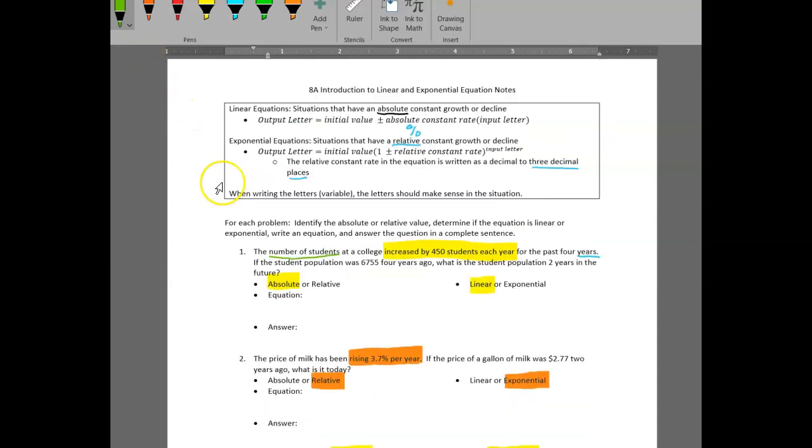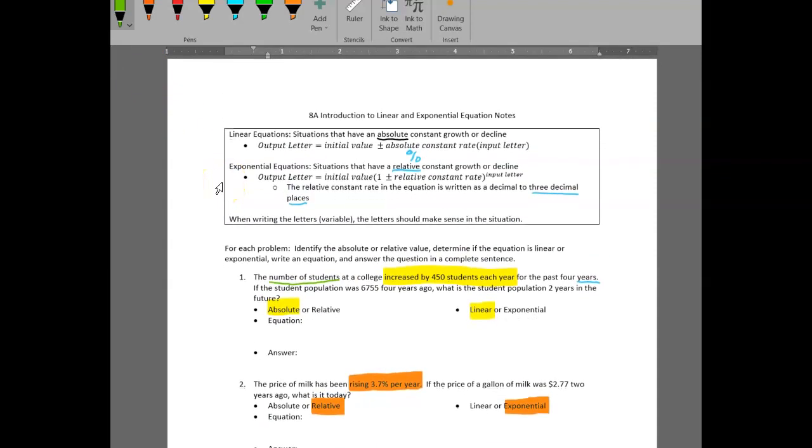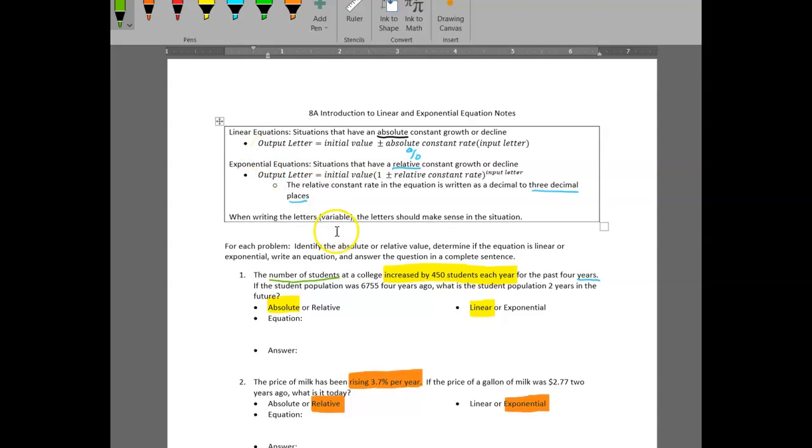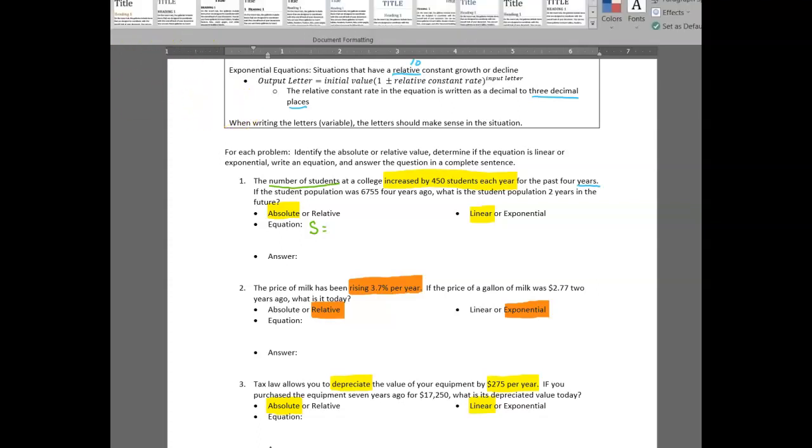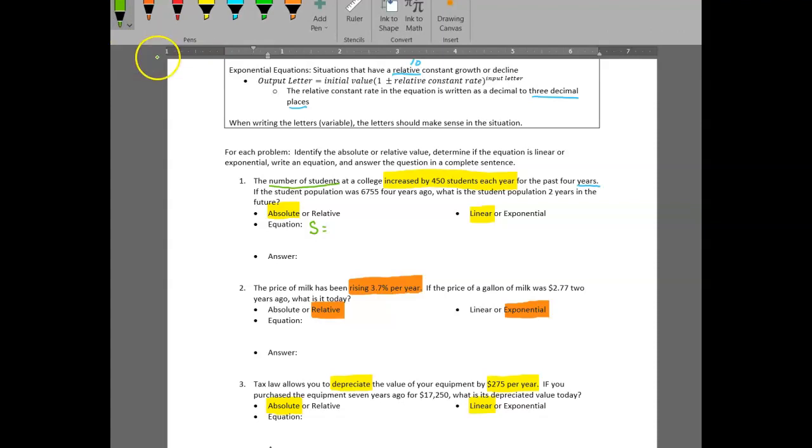So if we look back to the top, we need an output letter. We need an initial value, and we need the absolute constant rate times the initial letter, or the input letter. Since we're talking about the number of students, I'm just going to call this S equals the initial value. So we need to know how many students there were to begin with. The student population was 6,755 four years ago. So it's been increasing. So we know this is where we are starting from.